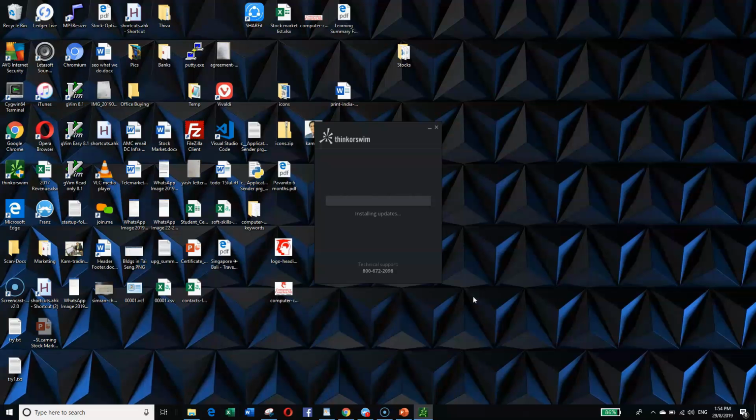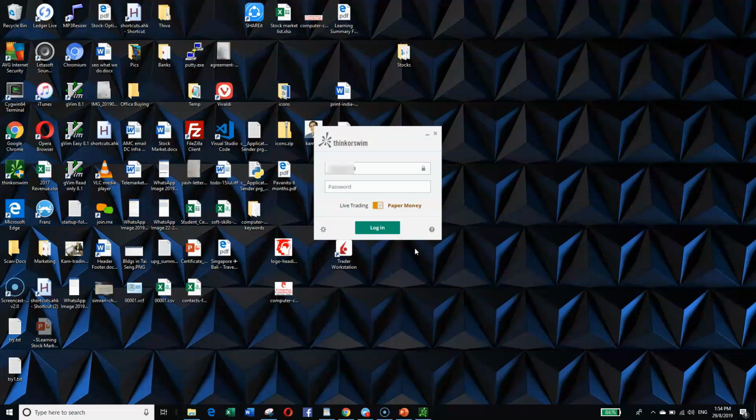Every time it starts up, it connects to the server to check updates, and that's why it looks slow. You see that you get two options. You will click paper money to log in, and if you have submitted all the documents and you have a live trading account with them already, then you will click live trading and log into your live trading account to do real trading. But when you are learning, which is what we're talking about today, then this is the paper money.